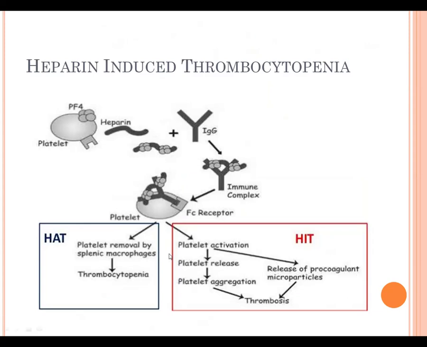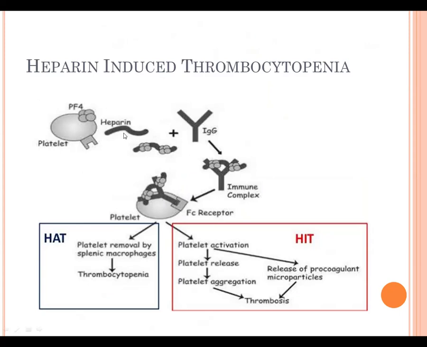Okay. So you can see this is the protein, PF4. This is the protein that is present on the platelet. Whenever the patient is given heparin, antibodies are formed and these attach to this part of the platelets. Heparin is attached, and then these antibodies get attached to this part of the platelet and form a complex. The immune complex is formed.